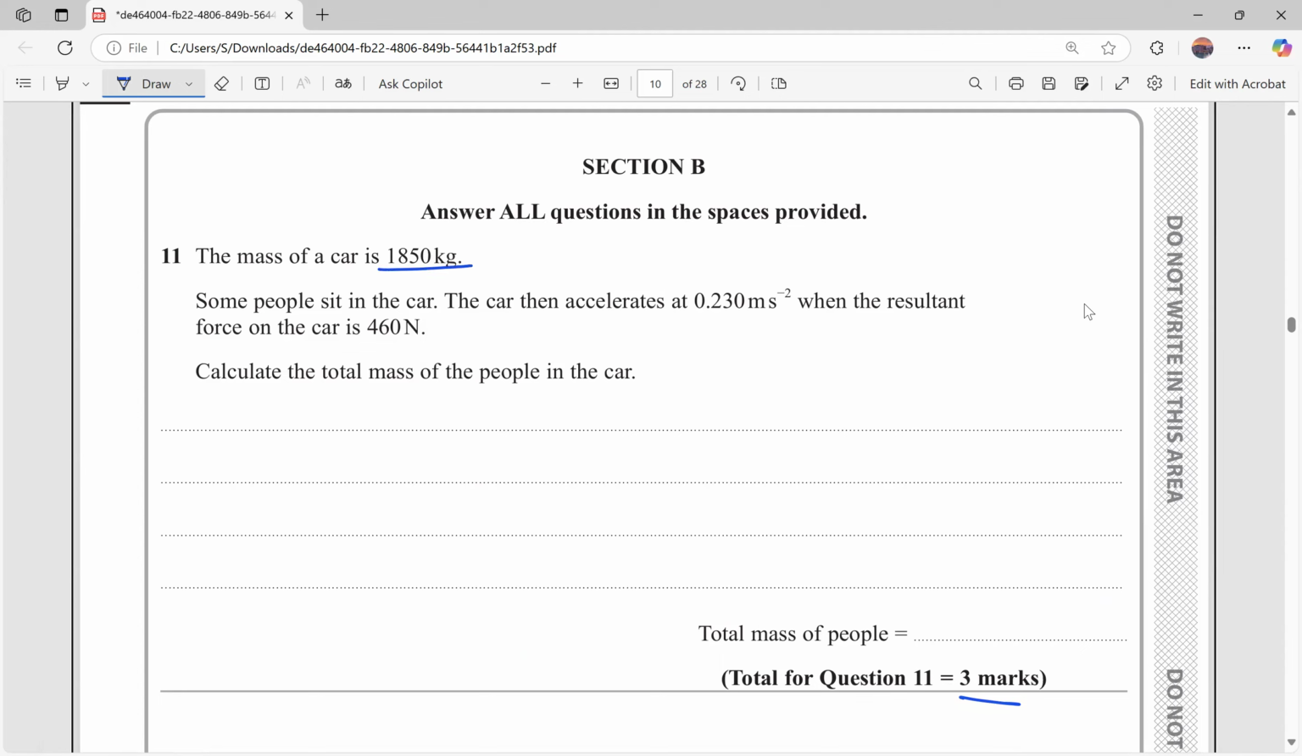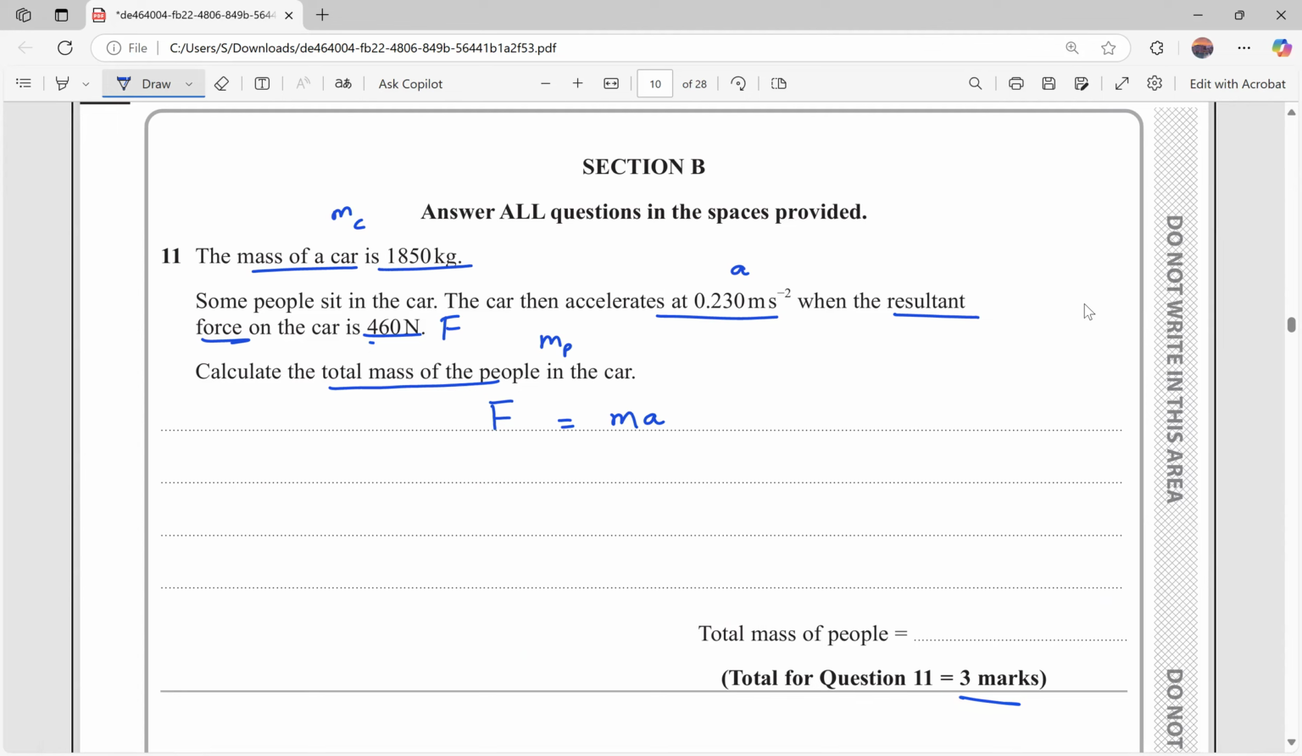1850 kg. So there's a car, and we know the mass of the car. We know the acceleration, and we know the resultant force. And we have to find the total mass of the people in the car. So it's a simple question. We can directly use Newton's second law, F is equal to ma.